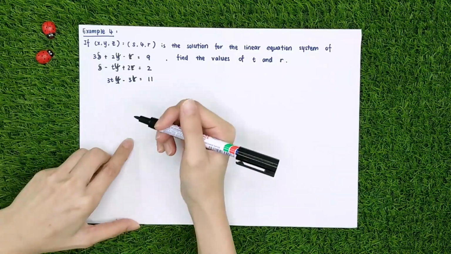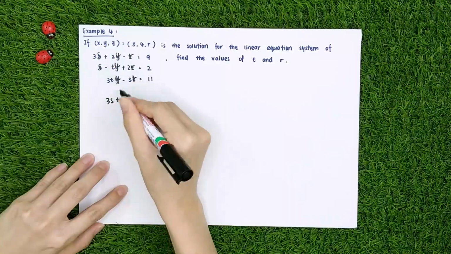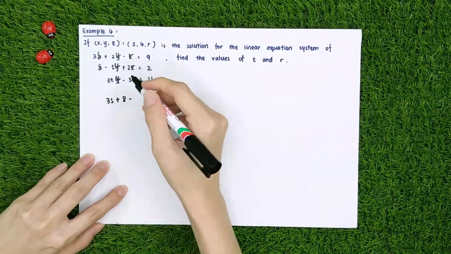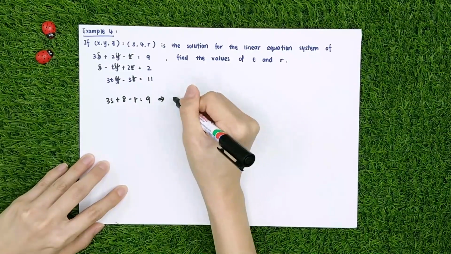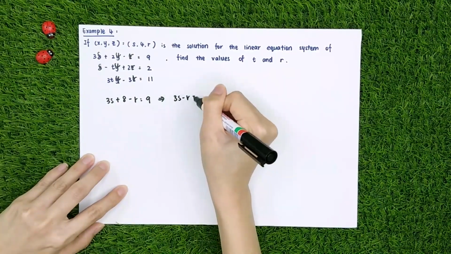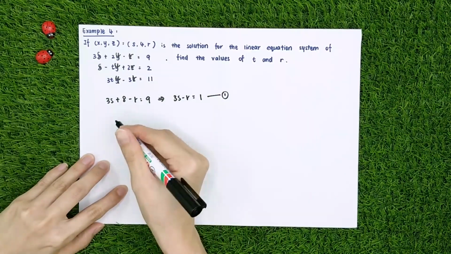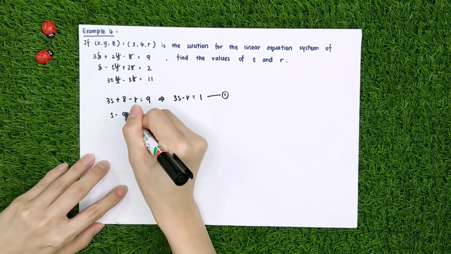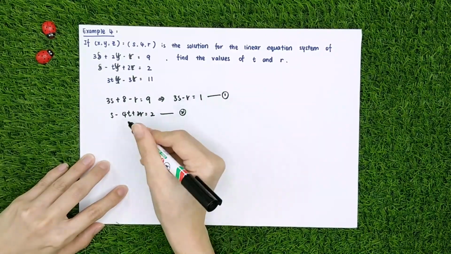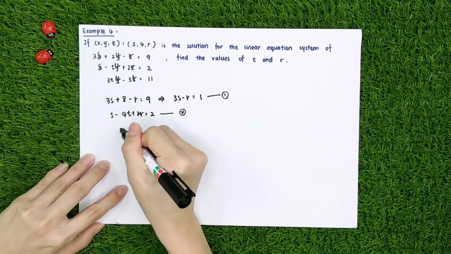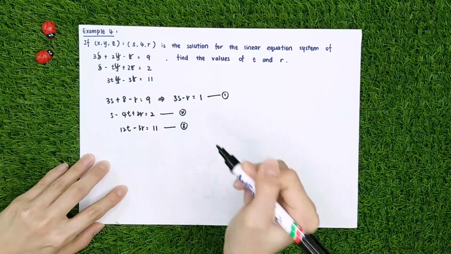Okay, now I rewrite the equation again. 3x plus 4 times 2 is 8 minus r equals 9. I can rewrite it as 3s minus r equals 1. This is my first equation. So the second equation, s minus 4t plus 2r equals 2. This is my second equation. And then the third one is 12t minus 3r equals 11. This is my third equation.